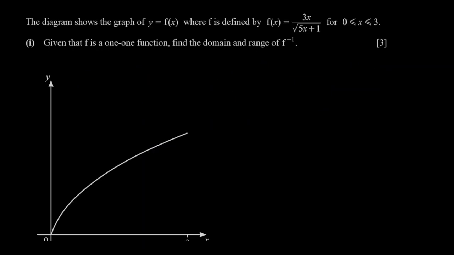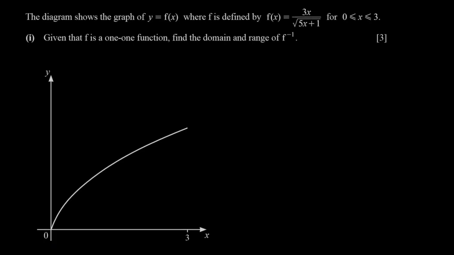Okay, so here we are in the next question. Here we've got a diagram showing the graph of f of x, where f of x is this function here for a domain between 0 and 3. And we want to find the domain and the range of the f inverse function. Now, I think it's probably helpful straight away to find out what the y coordinate is here. The y coordinate is going to be found by substituting x equal to 3 into our function.